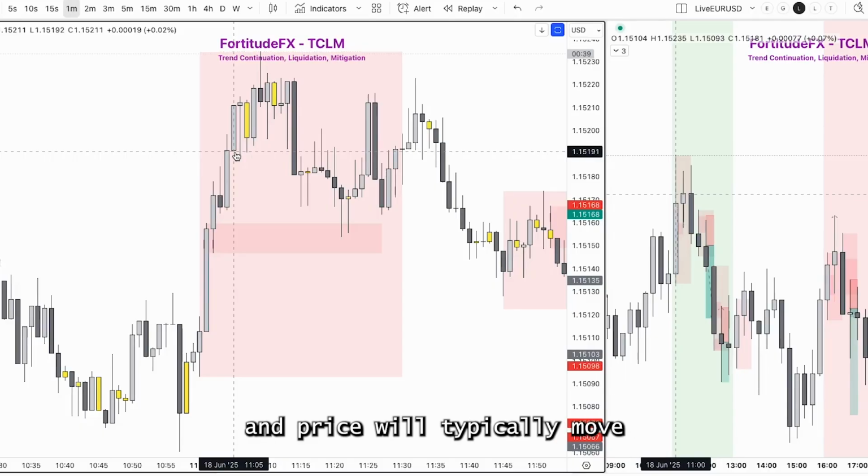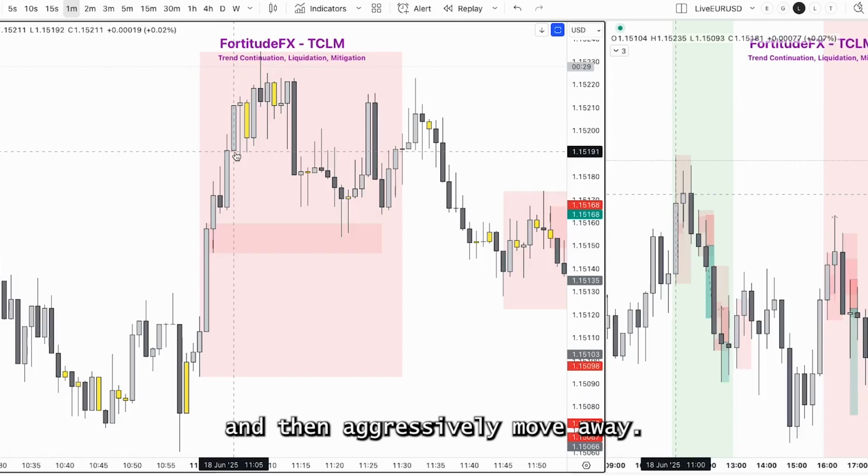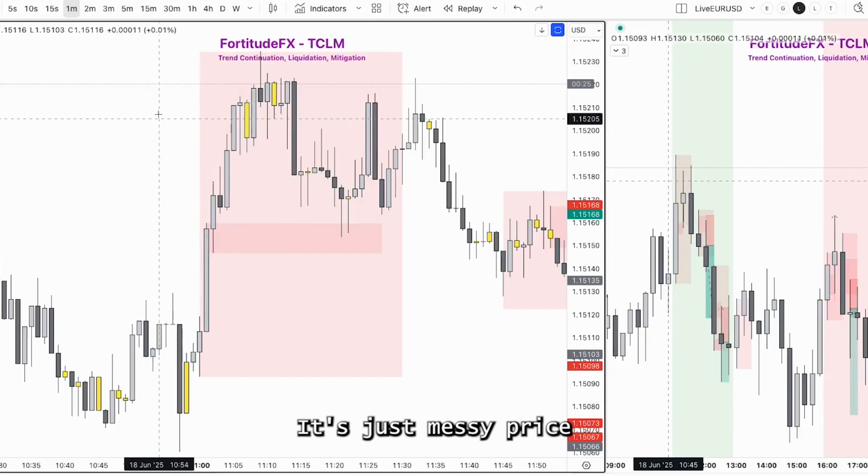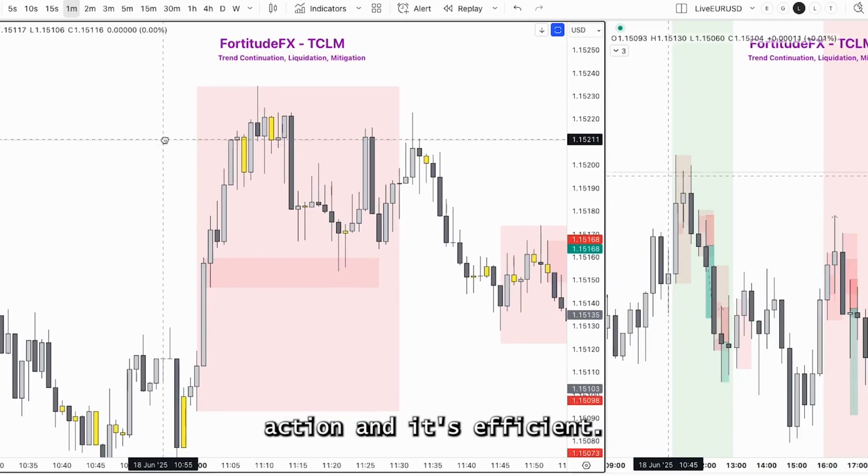And price will typically move from zone to zone, meaning from the origin of the previous candle to the order blocks of the previous candle. That's where the orders lie. It will tap into those orders and then aggressively move away. So this to me is not inducing anybody to get involved. It's just messy price action and it's efficient.